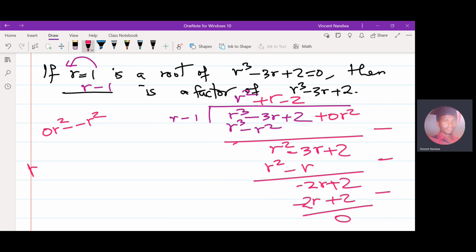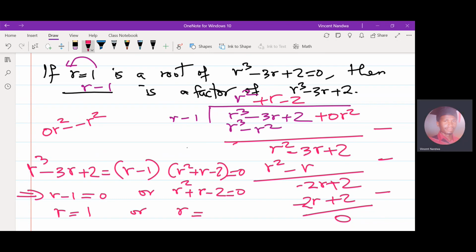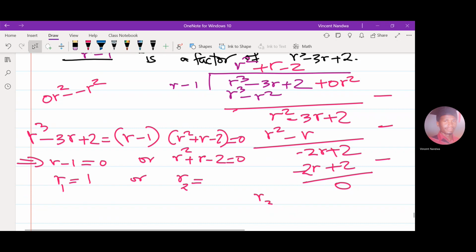So that means that the cubic equation is nothing but r minus 1 times r squared plus r minus 2 equals 0. So which means r minus 1 equals 0, or r squared plus r minus 2 equals 0. So here I'll have r equals 1. So this is r1. Help me get r2 and r3. Solve this quadratic. Also 1, correct? Negative 2, fine.